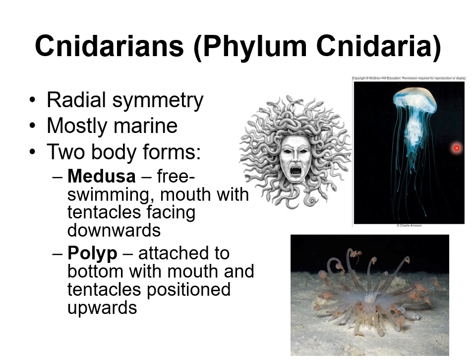So 2 main differences. One is that with the Medusa, the mouth faces down, as do the tentacles. With the anemone, the polyp, the mouth faces up along with the tentacles facing up. And one swims around and one doesn't.